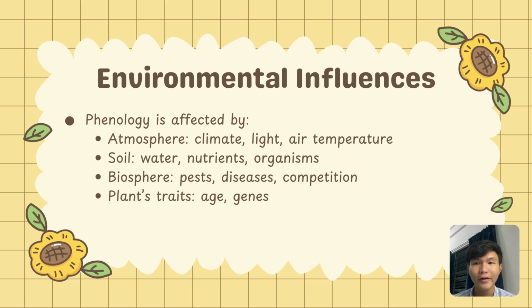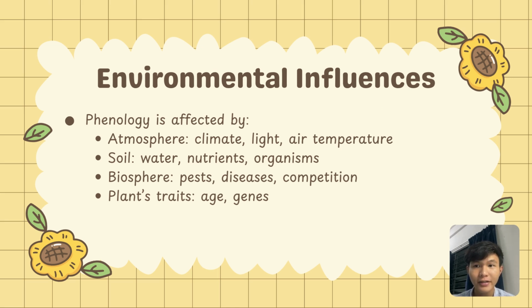The next slide we have here is environmental influence. Now, let's look at the environmental controls of phenology. These are factors from the outside that affect the plant's development. The first that we have here is atmosphere. This includes light, temperature, and humidity. For example, flowering in many crops is triggered by specific day length or temperature.